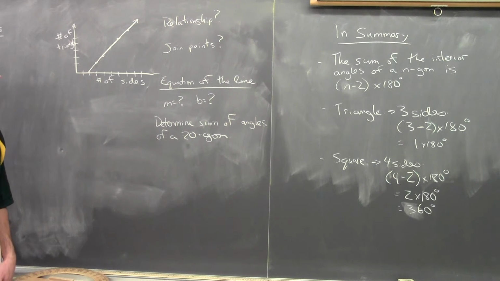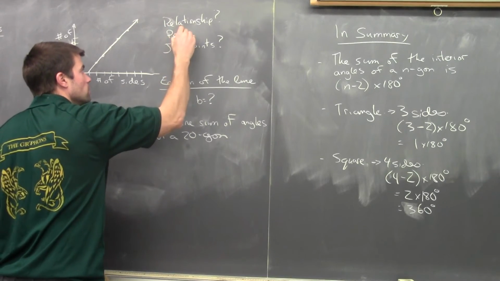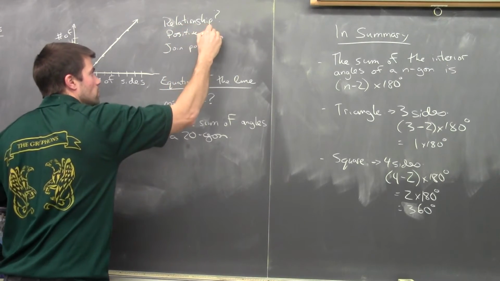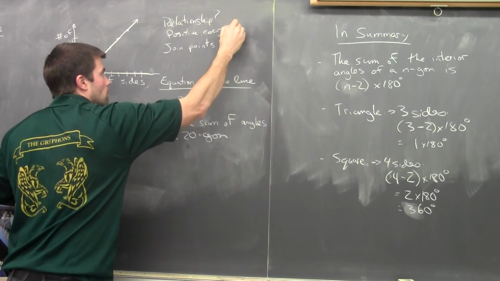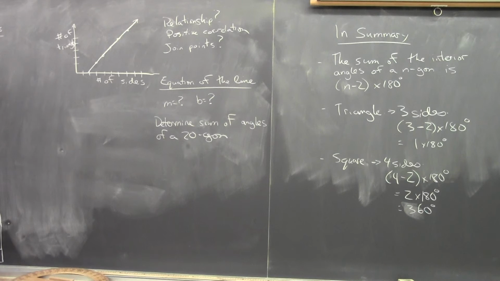Josh? The more sides, the more number of triangles. Yeah, so we call it a positive correlation. Positive correlation. Okay, and that's because it's moving up, so it's moving in a positive direction, the slope is positive.